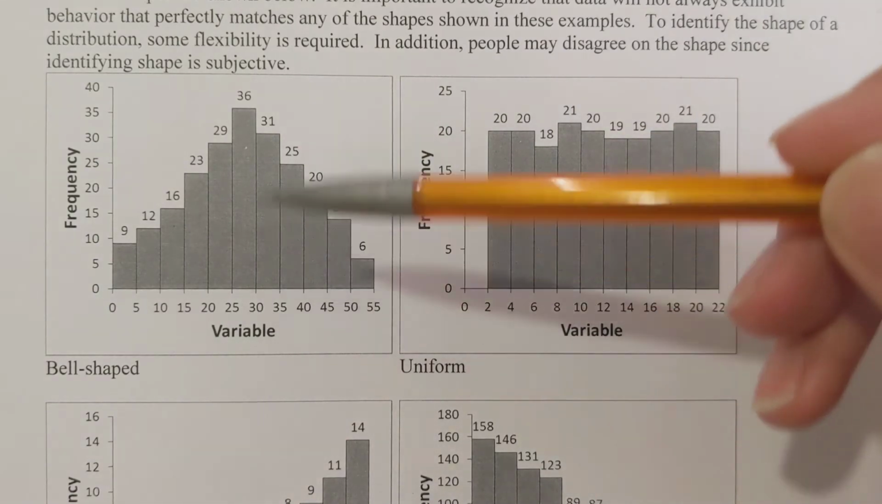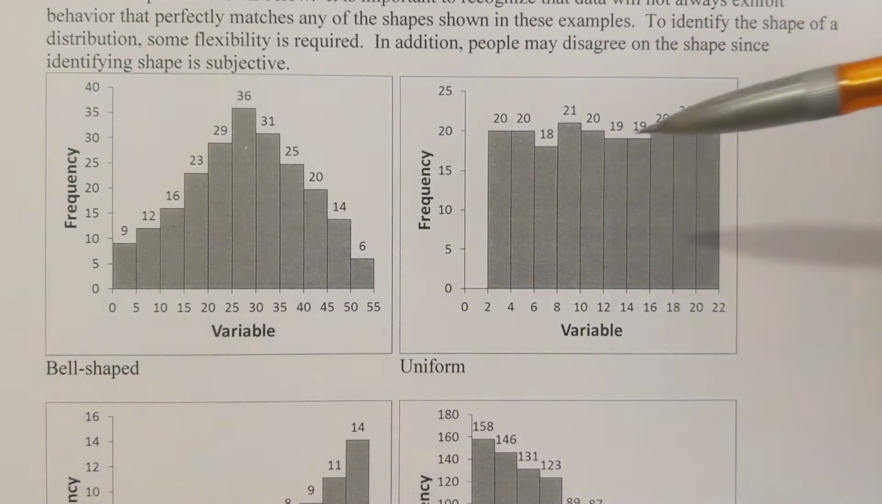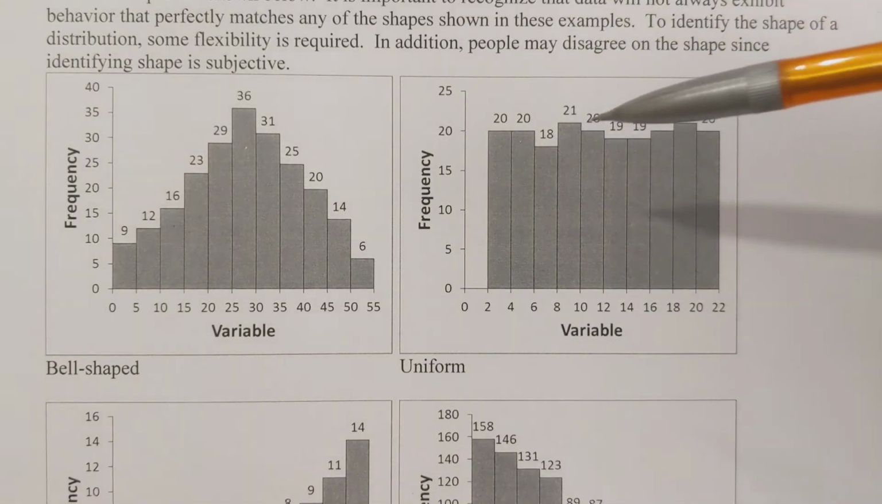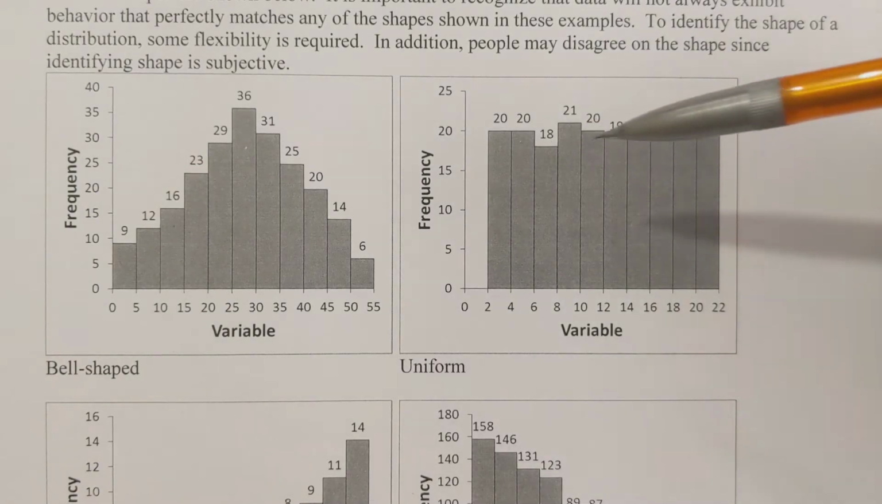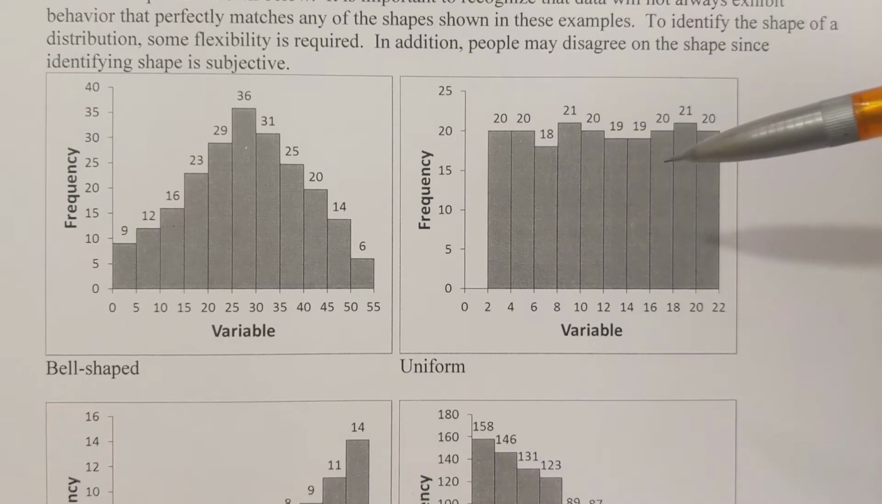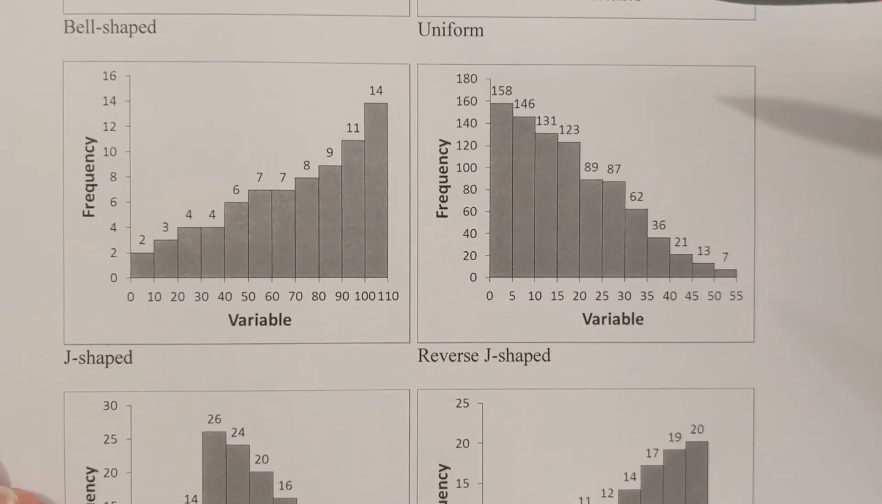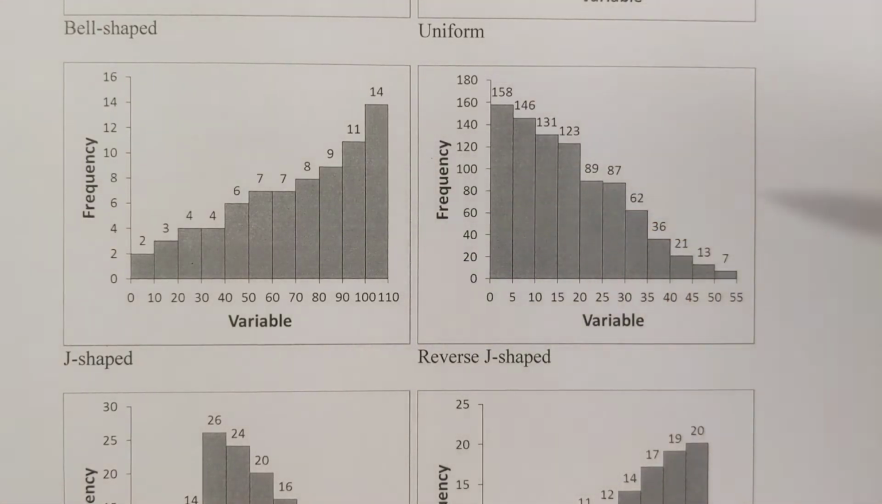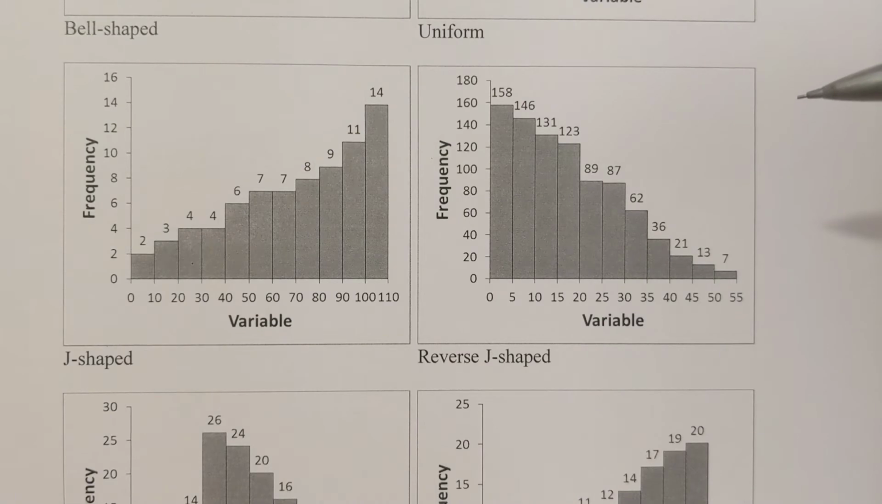Okay, so the bump in the graph is in the center. Now if all the bars are roughly the same height or exactly the same height, okay, we call that uniform. And if the bars kind of have a trickle upward effect, we call that J-shaped, and reverse J-shaped, okay, will be a trickle down effect, okay.